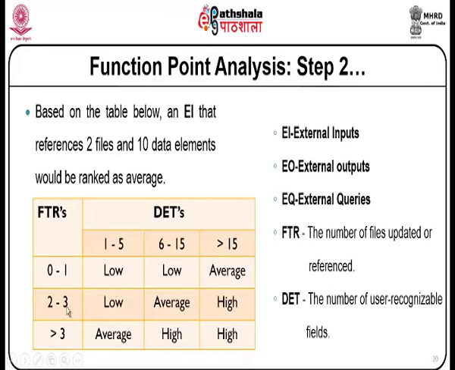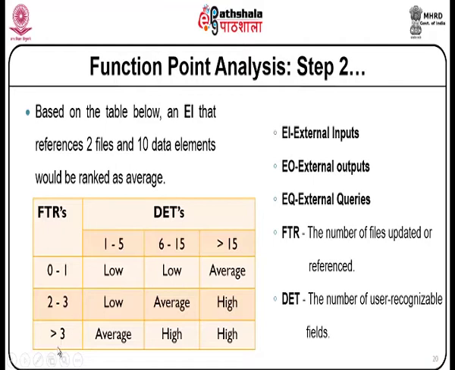Similarly, if the number of files updated or referenced is 2 to 3 and the number of user recognizable fields is 1 to 5, it is ranked low. If the number of files updated or referenced is 2 to 3 and the number of user recognizable fields is 6 to 15, it is ranked average. If the number of files updated or referenced is 2 to 3 and the number of user recognizable fields is greater than 15, it is ranked high.